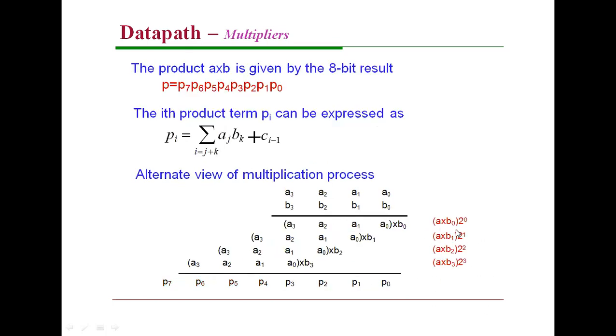This is a simple logic. One more alternative way of the multiplication process in the array multiplier. Simply see here, the data a0, a1, a2, a3 are there. I have to multiply this entire array with b0.